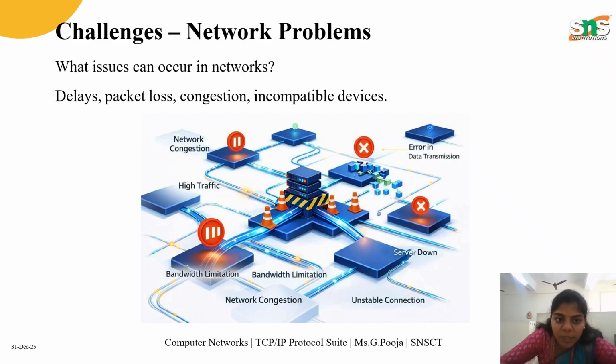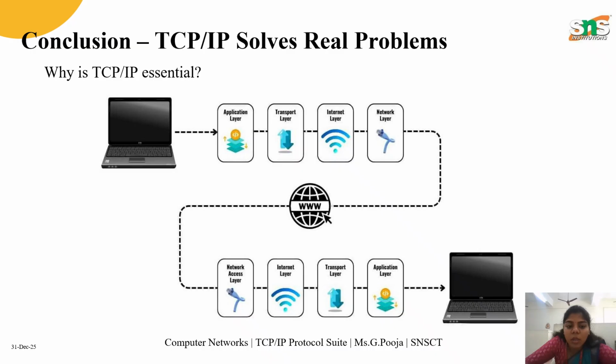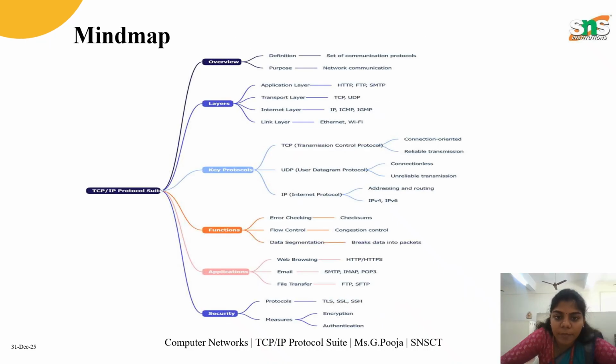The challenges we face are delays, loss, and congestion. Congestion means a large amount of data is coming at the same time. Then there are incompatible devices, which means one device may have a bigger memory or a bigger acceptance rate, whereas the other may have a low one, so it cannot accept and it may overflow. In conclusion, TCP/IP solves these kinds of problems. That's why it is widely employed.